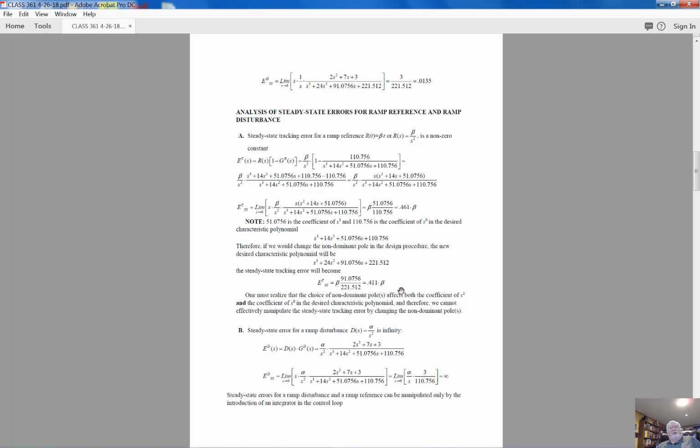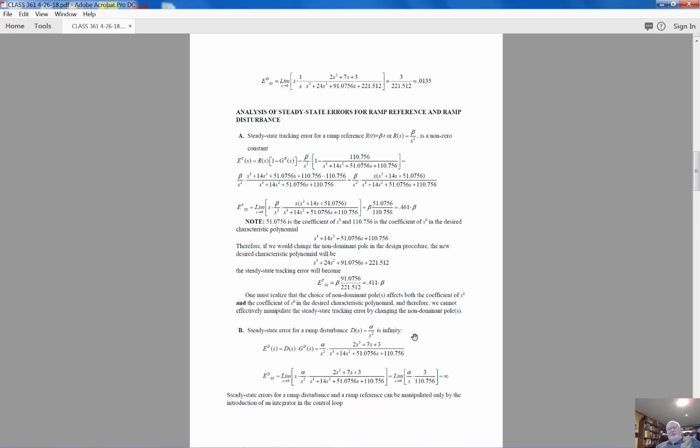So if I would be working on a realistic problem, I probably would keep trying, but this trial and error process could be very unsatisfying. Very unsatisfying. So don't overestimate our use of non-dominant poles in the situation when we have reference equal to a ramp.